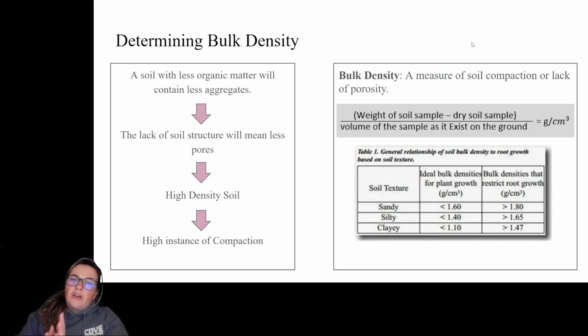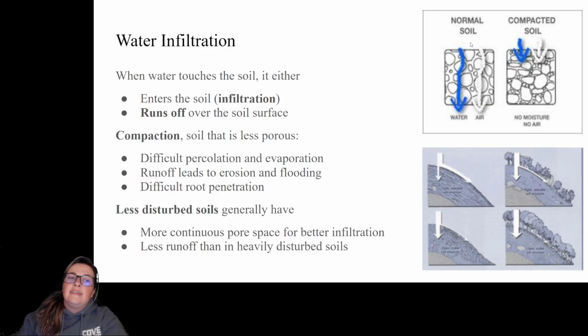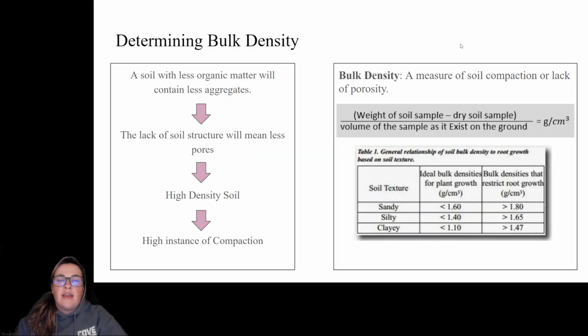So we have water infiltration. How do we determine water infiltration? Well, we look at the amount of compaction, right, of your soil. So when you think of compaction versus a less disturbed, healthier soil, you're thinking about the density, or like the amount of soil crammed into one space or one volume, right? So to determine that, we determine something called bulk density, right?